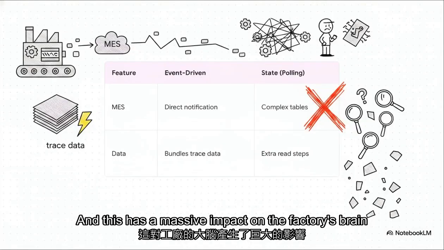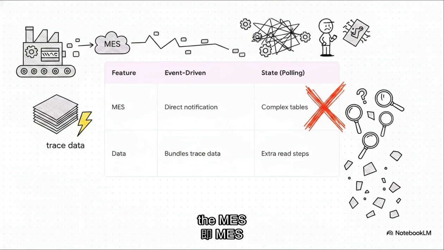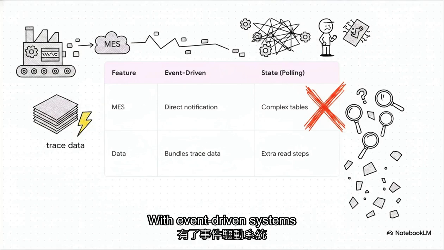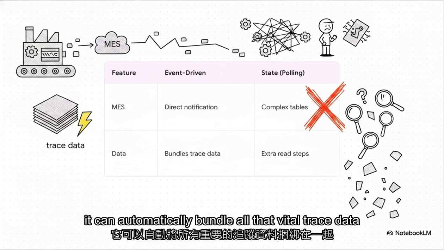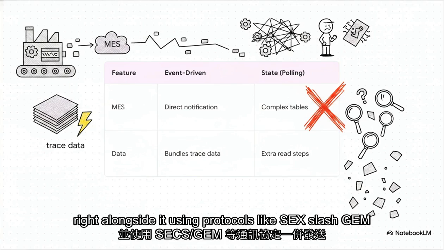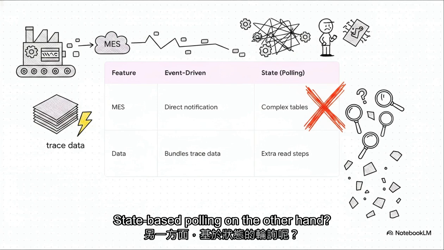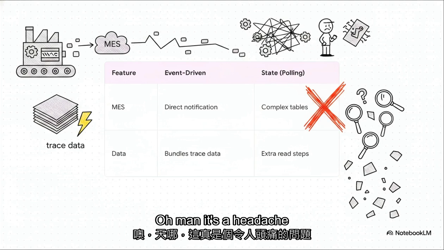And this has a massive impact on the factory's brain, the MES. With event-driven systems, when a machine actively sends a process start signal, it can automatically bundle all that vital trace data right alongside it using protocols like SECS/GEM. It's seamless. State-based polling, on the other hand, oh man, it's a headache.